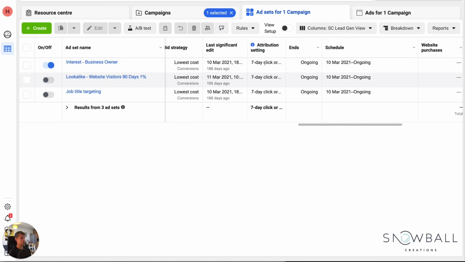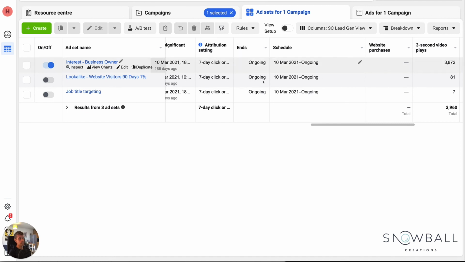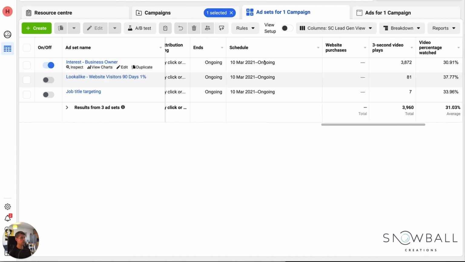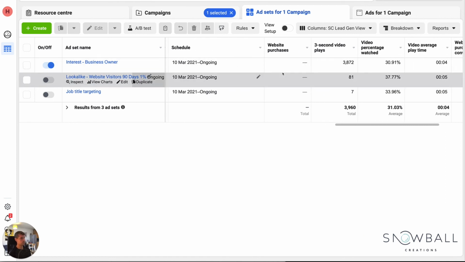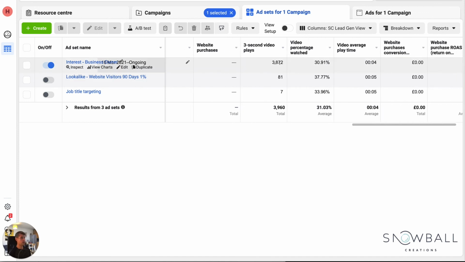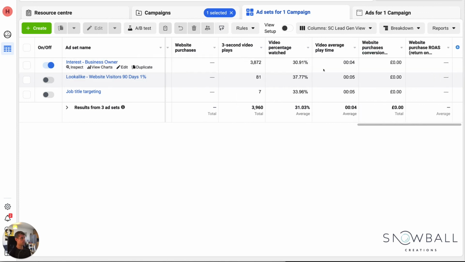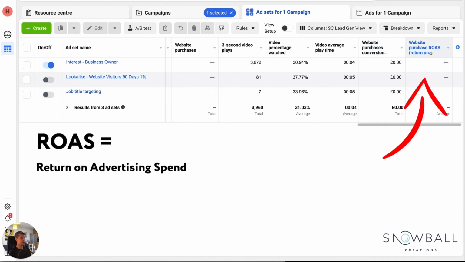Attribution settings generally is always the same. When is it going to end? I generally have them ongoing, so it's not that necessary. Same with the schedule. Website purchases, this isn't e-commerce, so I've just moved those over. You can do things around ROAS to set that up to see it, but in this scenario we didn't have that set up, so this was further down.